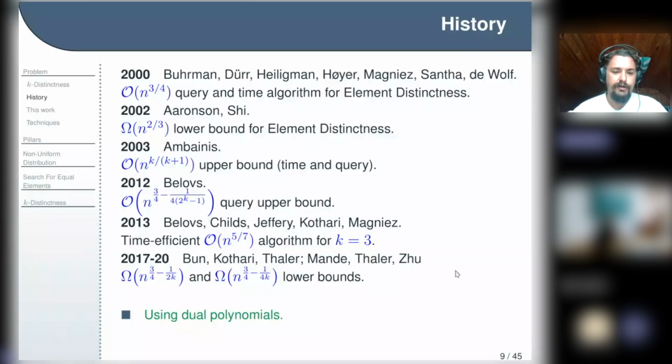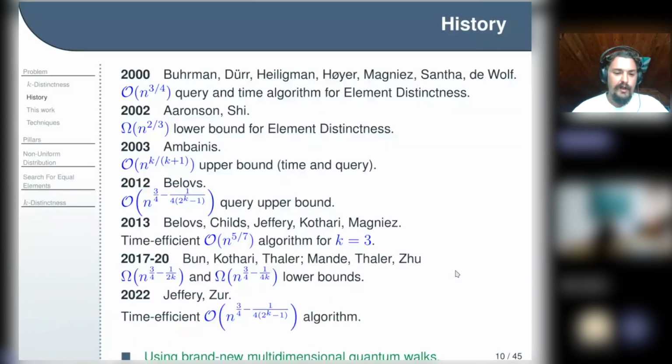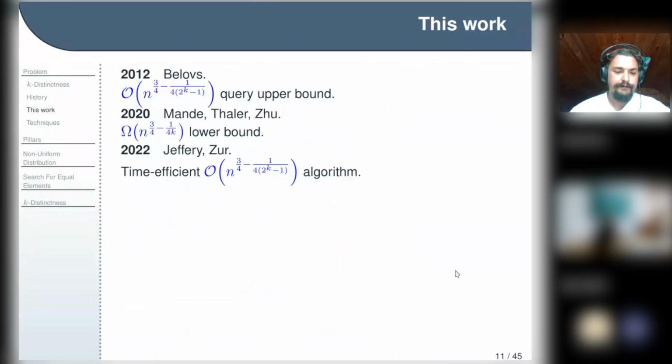Okay, and it used dual polynomials, which is a different flavor of the polynomial method. And quite recently, no, it's like 4 years ago, but feels really recent, Jeffrey and Zur came up with a time-efficient algorithm, which has exactly the same complexity as the query efficient algorithm due to myself. Okay, and it was also an application of a brand new technique they coined multidimensional quantum walks.